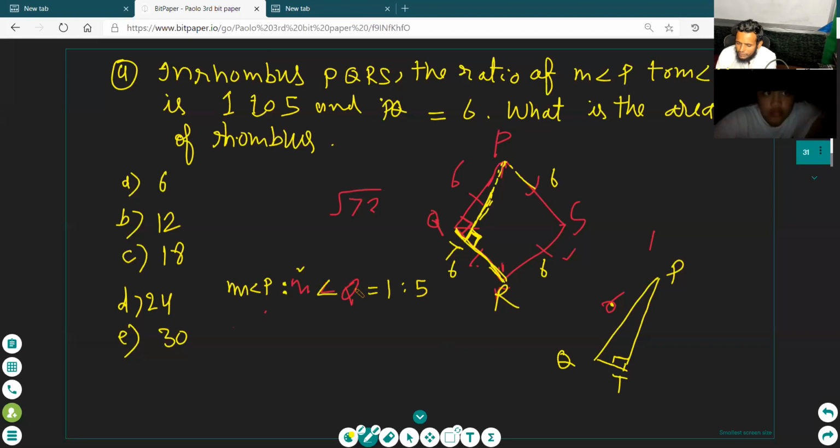This ratio is given. We have given the ratio. Okay, Paulo. Then you should write them in fraction form. This is the numerator. This is the denominator. Write them in fraction form.